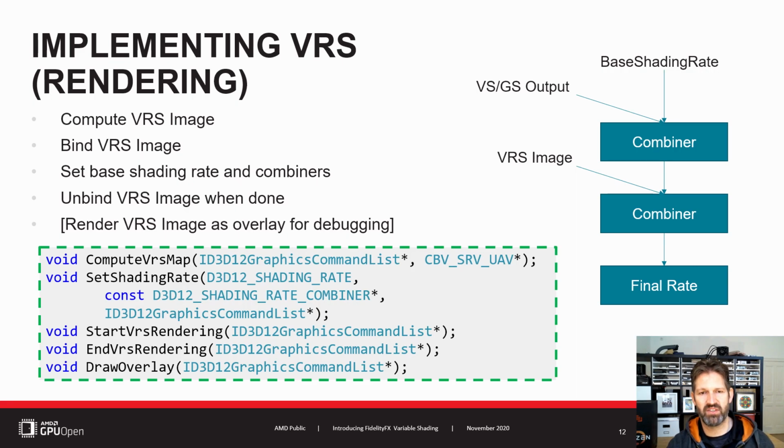I also highly advise to support rendering the VRS image as an overlay, which visualizes where on the screen which VRS rate is being used. This is very helpful for debugging and tweaking the parameters of the VRS image computation code. The code for this is pretty straightforward and can also be taken from the sample. It's just a single draw call rendering a single full screen triangle. The draw call only takes the VRS image as an input and the constant buffer used in the compute shader generating it.